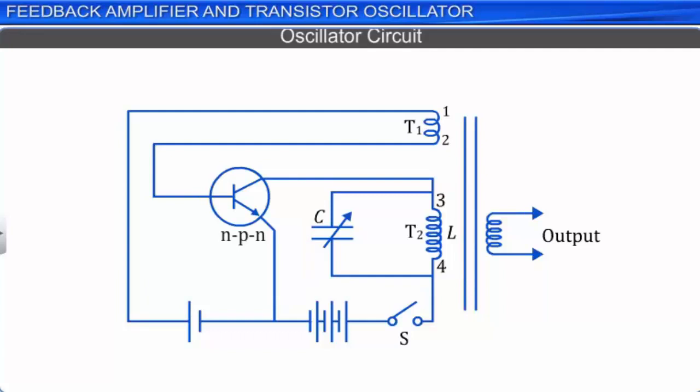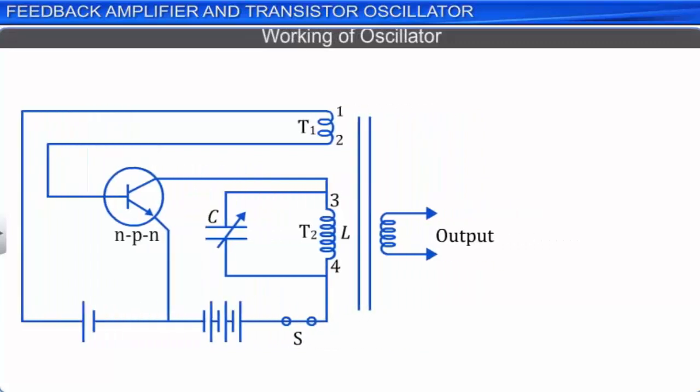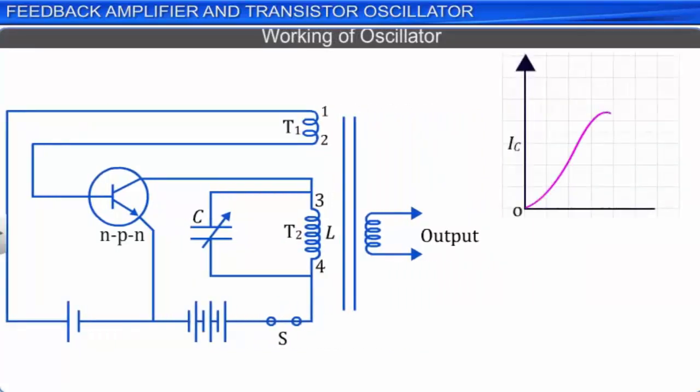Coils T1 and T2 are wound on the same core so that they can influence current in each other through inductance. The output circuit also contains a switch S. When the switch is open, the transistor cannot conduct and is in the cutoff state. When the switch S is closed, the collector current rises from 0 to a peak value as shown in the graph.